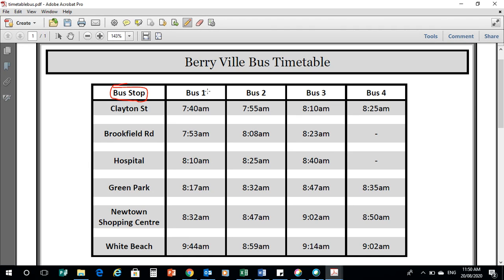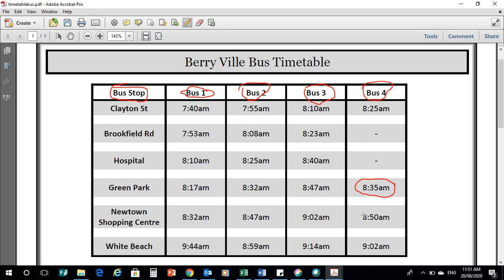So there's 4 buses here. So we've got 1 bus, 2 buses, 3 buses, and 4 buses. For example, if somebody said, what time does bus 4 stop at Green Park? You've got to be in the bus 4 column. Then you've got to go to Green Park. You go all the way down, and here. So if somebody said, what time does bus 4 stop at Green Park? It would be 8:35 a.m.